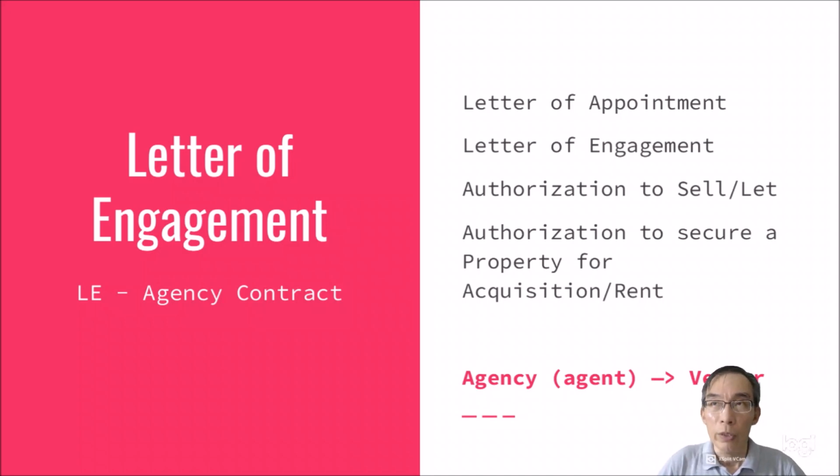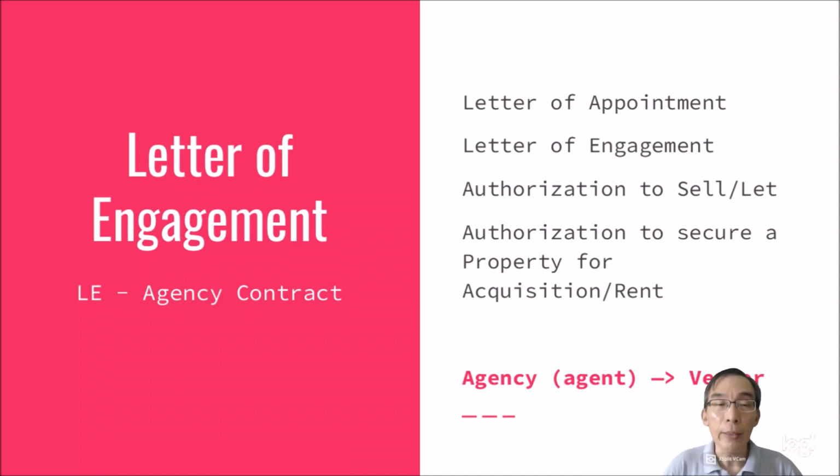Also, interestingly, an interested party who wants to lease this land uses the word rent, whereas a landlord who wants to let out or lease out the property is called to let. So from the owner side it is letting out, from the tenant side it is: I want to rent your property. So the correct wording is authorization to secure a property for rent. It's not to secure a property for let. That's the difference, the specific wording used in the law.